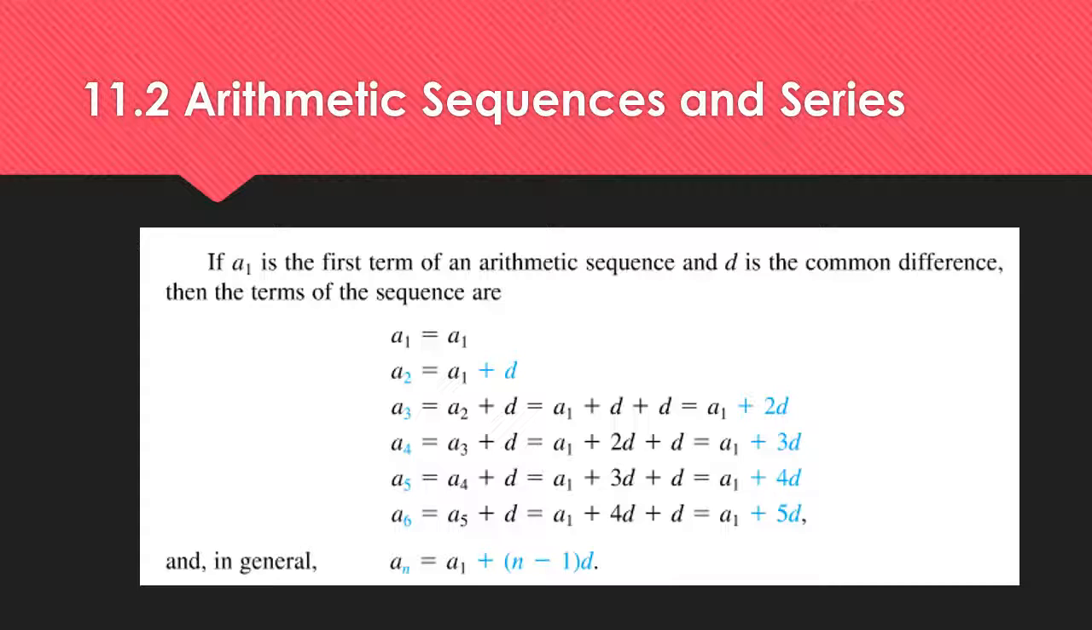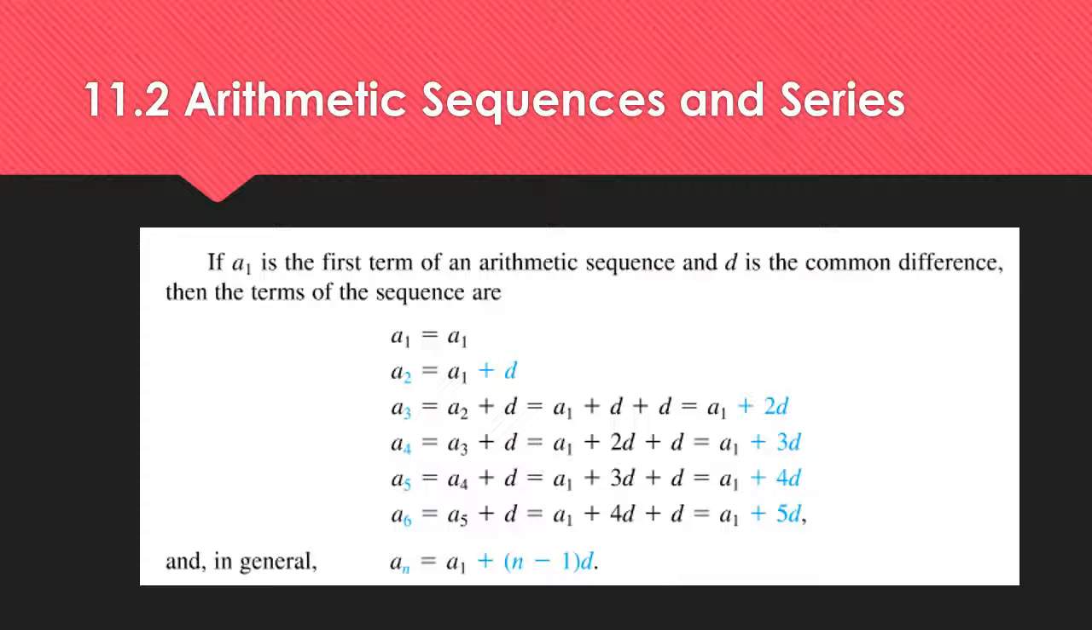If a sub 1 is the first term of an arithmetic sequence, and d is the common difference, then the terms are a sub 1 plus d, a sub 2 plus d, but then remember, a sub 2 was a sub 1 plus d. So we really have a sub 1 plus 2d. And then continue the same pattern, and you'll notice that to get down the sequence, we really don't need to know every single term.